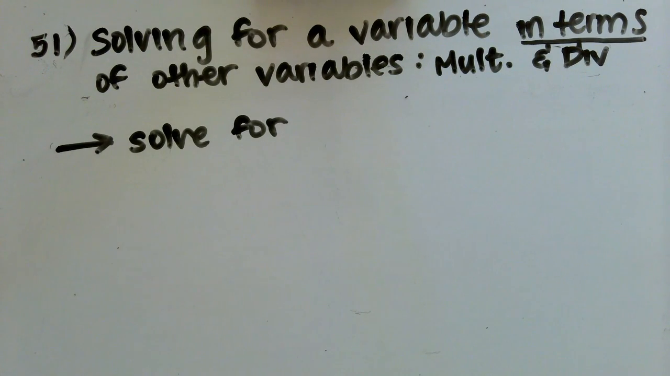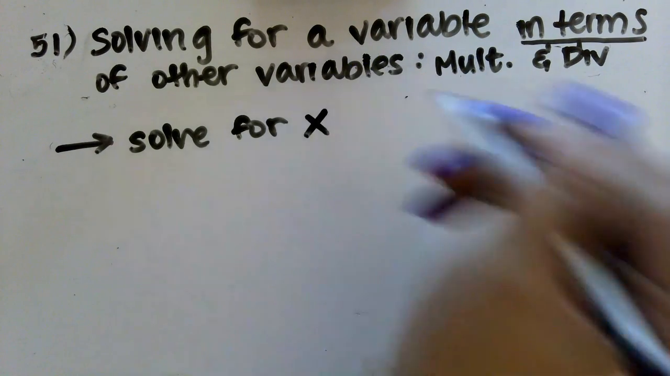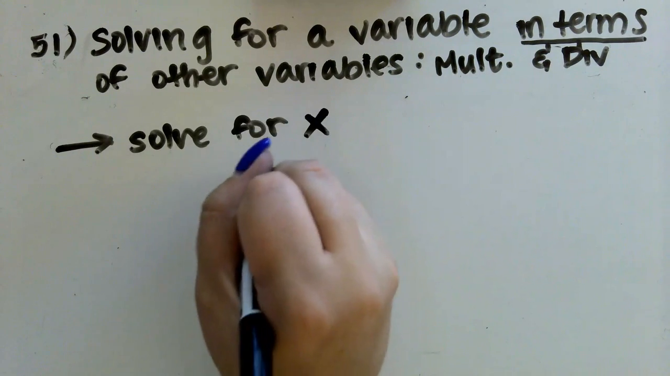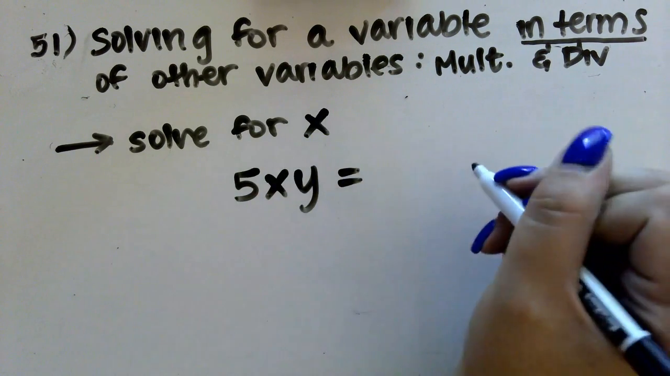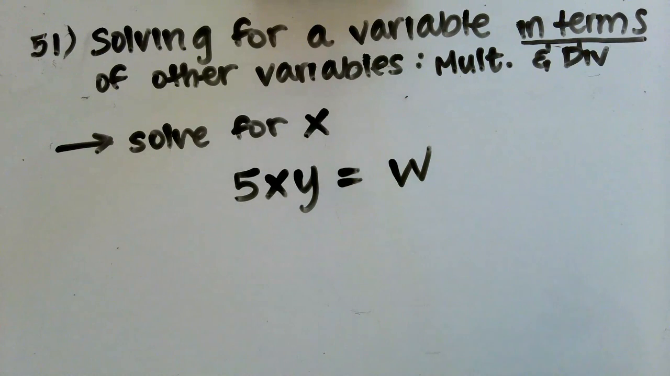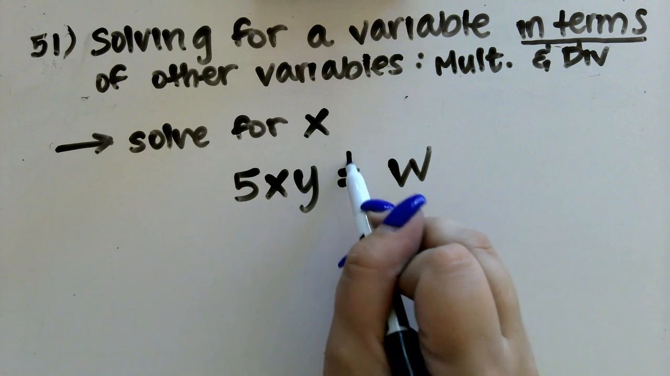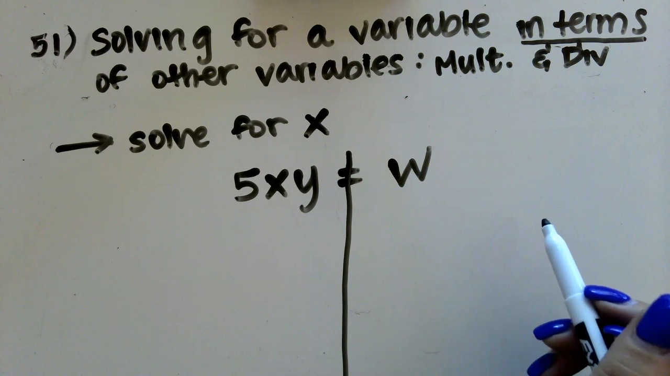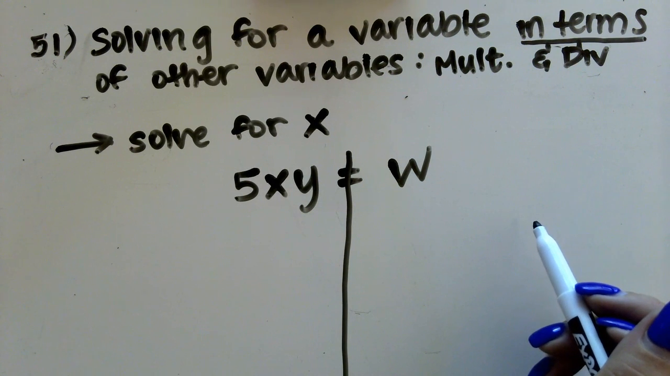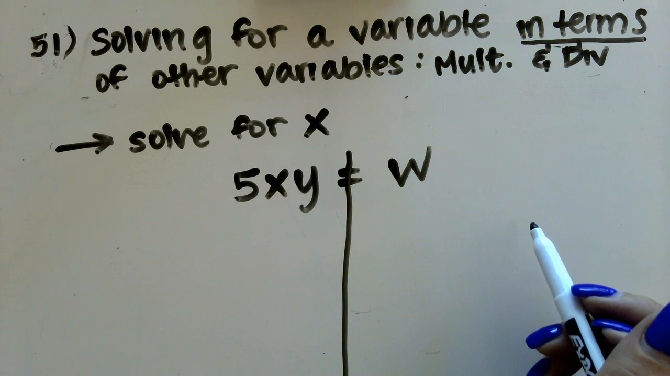This time, we are going to be solving for x, and our equation reads 5xy is equal to w. Always, always, first things first, draw a line right down that equal sign. Now, again, we have 3 variables here. That's quite a bit. But it's okay.